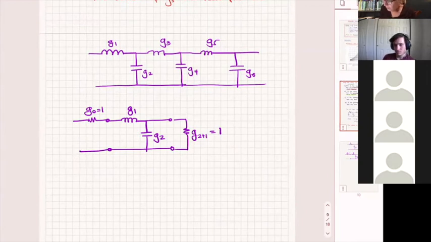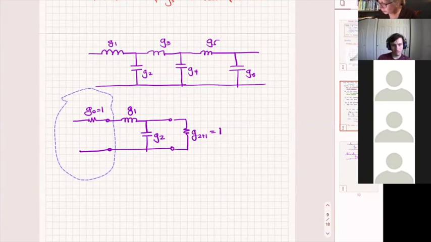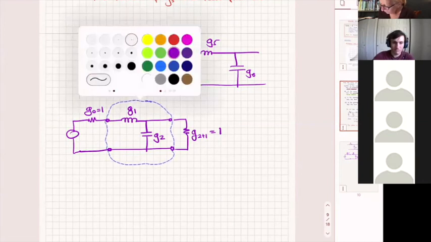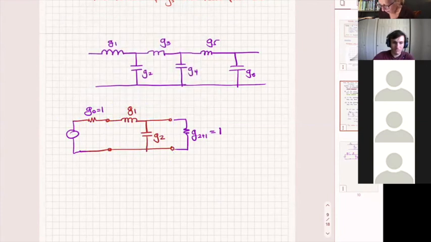So this part here is your input. Practically I can have a source here. This is your output and this is your filter. And in fact, your filter is right this one. So practically, your filter is only the red one. The purple is your source and then the load.